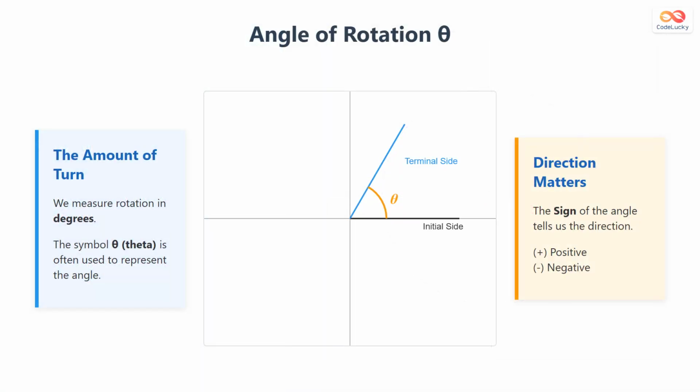We measure the amount of turn in degrees. In mathematics, we often use the Greek symbol theta to represent this angle. But notice, there isn't just a number. There is also a sign, positive or negative. This sign tells us the direction of the turn.